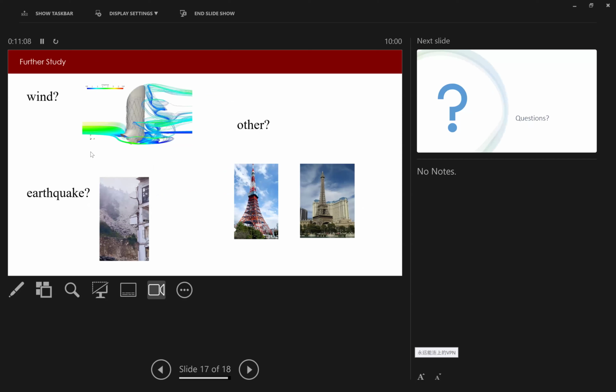And as a next step, we plan to add other forces and conditions to our models, such as wind and earthquakes. As is known to all, France seldom confronts extreme earthquakes, so it seems that analyzing the Eiffel Tower is impractical. However, I believe that if we can apply our model to other places where earthquakes are active, it is very meaningful, such as the Sky Tree in Tokyo.